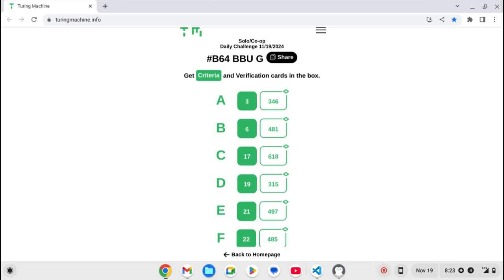Let's begin. Today's November 19th, 2024, and we're solving the Daily Turing Machine Puzzle. Today's puzzle uses the following 6 criteria cards: criteria card 3, 6, 17, 19, 21, and 22. And the puzzle uses the green verification cards. The code above is your way to get more information on today's puzzle by searching the code on turingmachine.info. Let's go solve.